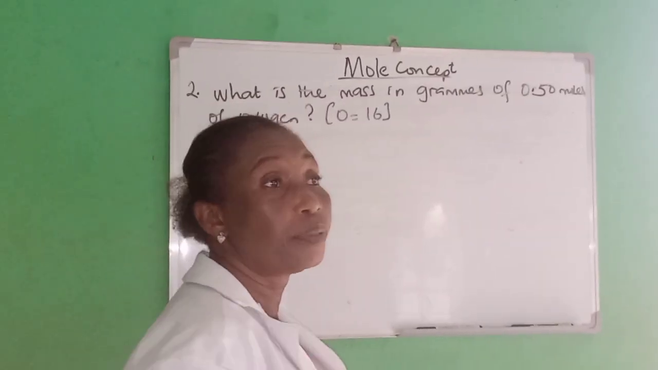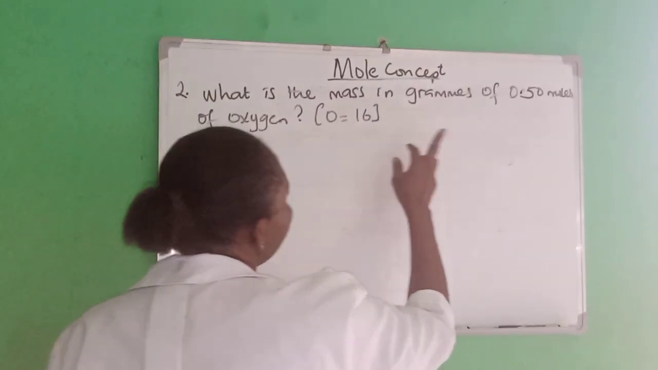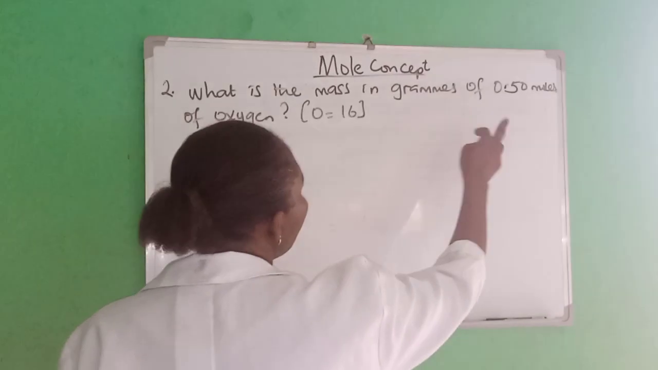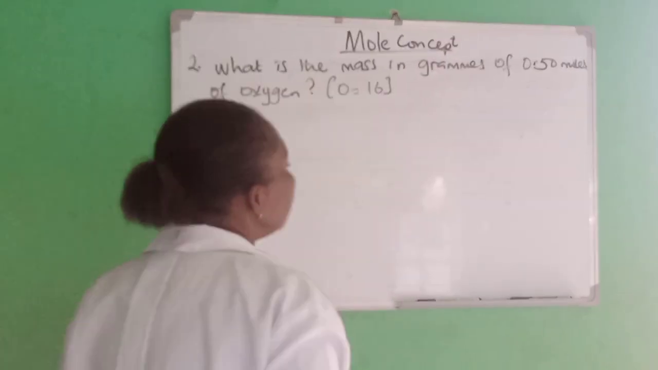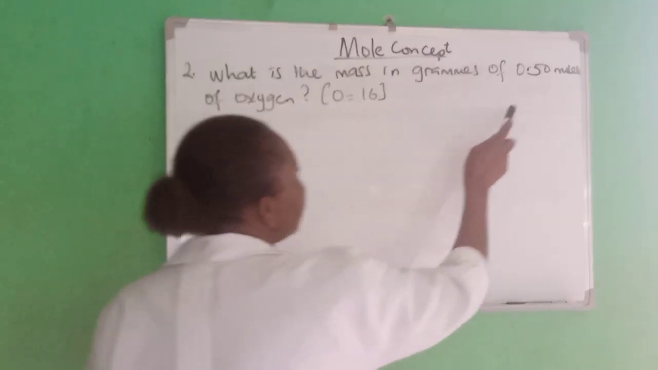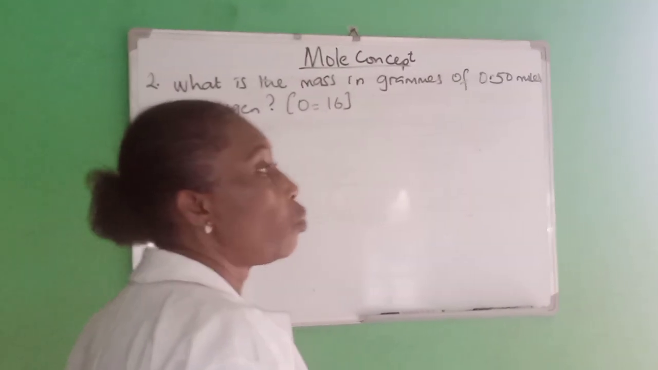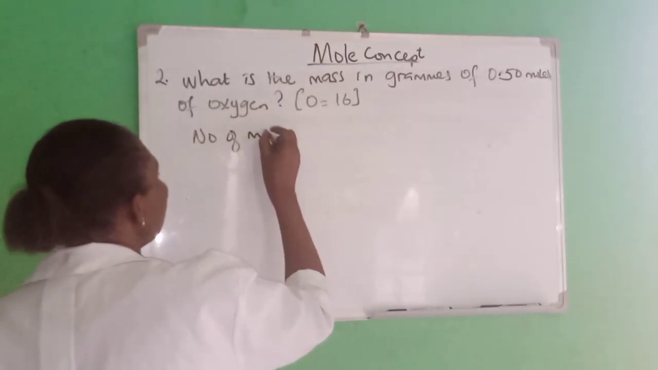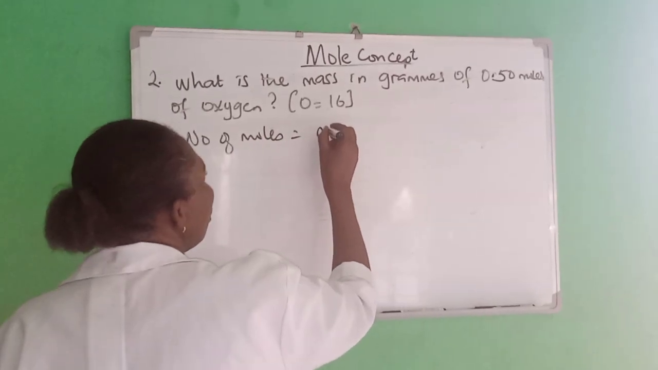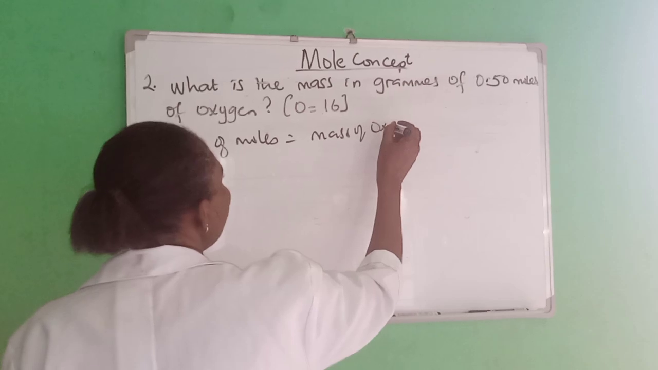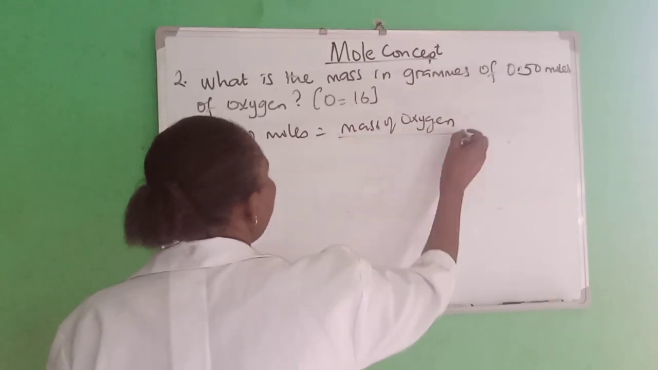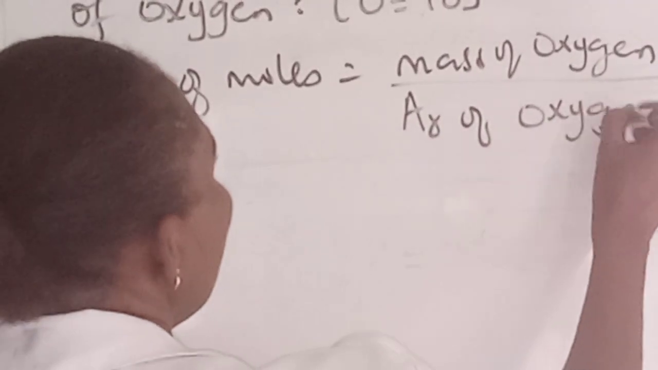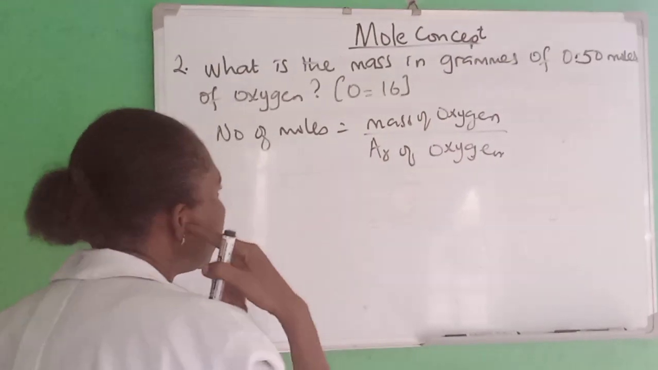Let's look at the second problem here. What is the mass in grams of 0.50 moles of oxygen? So here we are expected to find the mass given the number of moles. So we go by our formula, number of moles equals mass of oxygen divided by relative atomic mass of oxygen. We're asked to find the mass in grams.